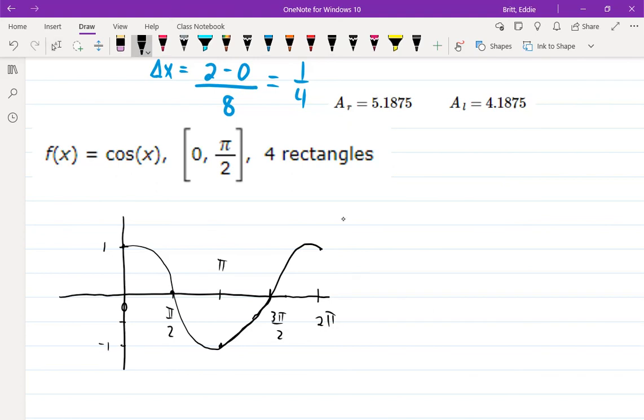So we're trying to figure out the area under the curve from x equals 0 to x equals pi over 2 using 4 rectangles. So to find my delta x, I'm going to have to say b minus a.